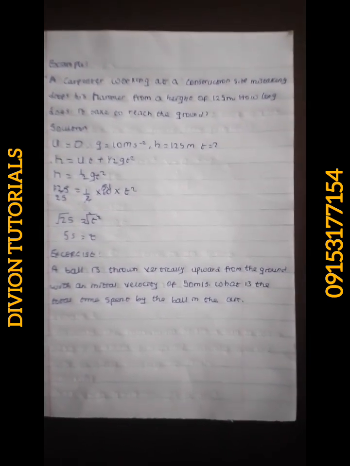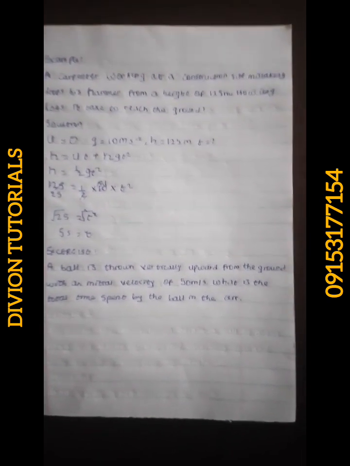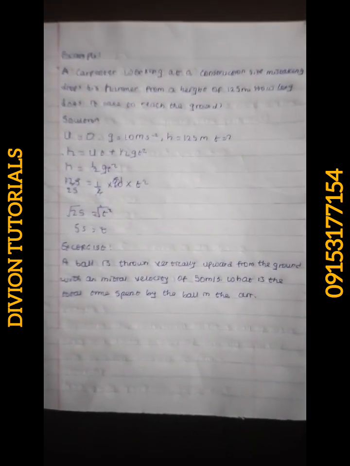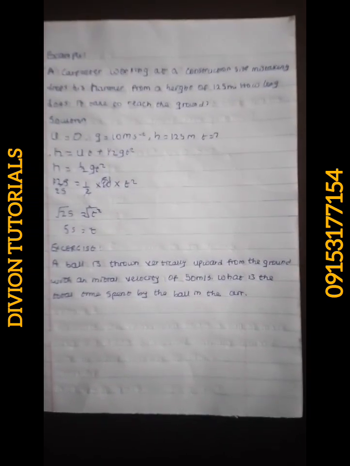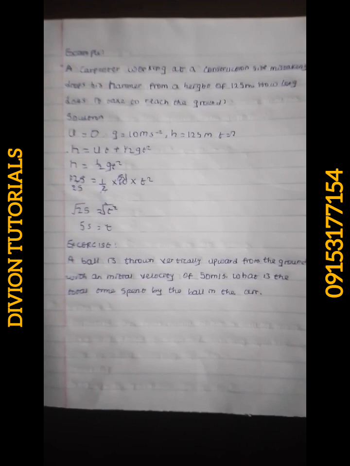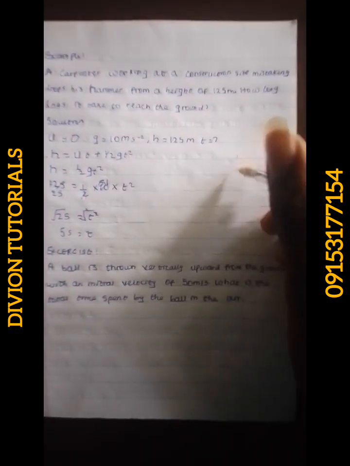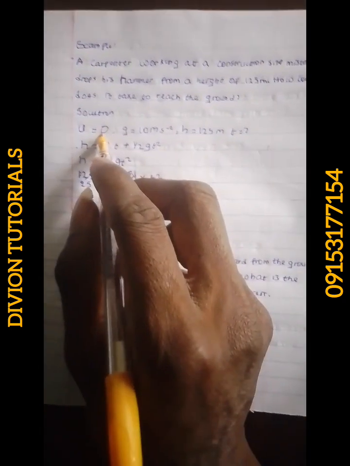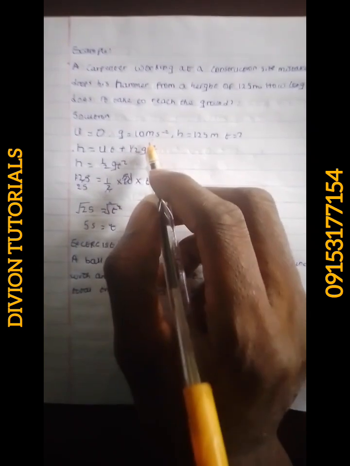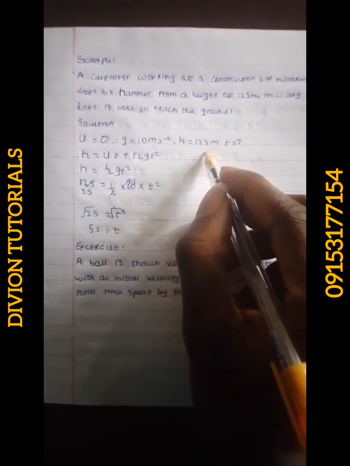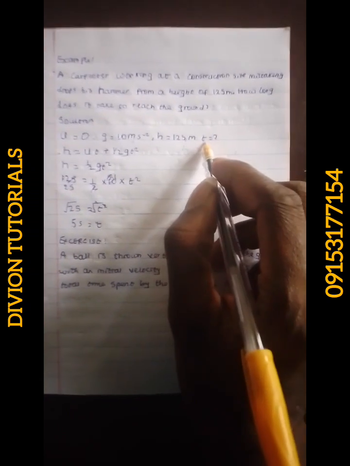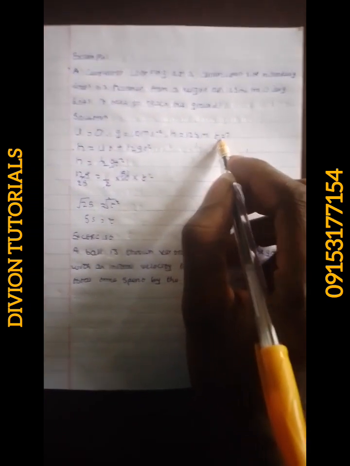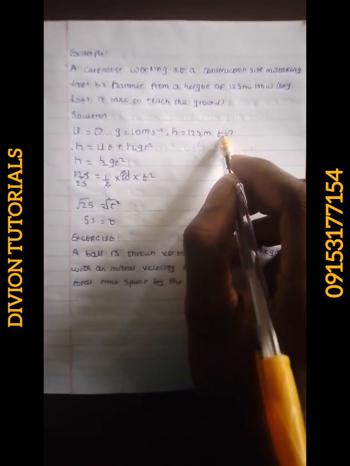A carpenter working at a construction site mistakenly drops his hammer from a height of 125 meters. How long does it take to reach the ground? I told you that once something is dropped from up, its initial velocity is 0. Acceleration due to gravity is 10. The height is 125. Then the time is what? They ask us to find the time to reach the ground.